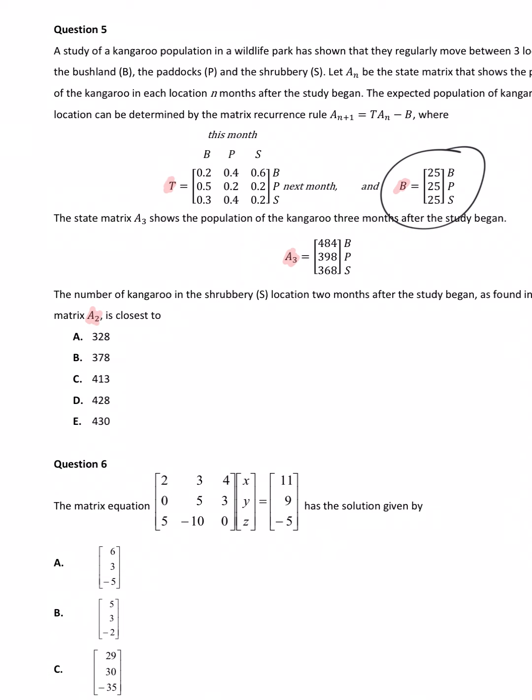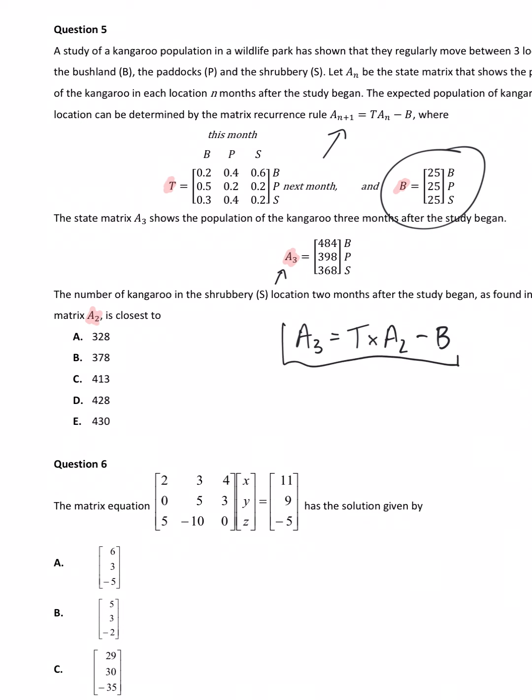So what we've got, guys, we're going to use this recurrence relation to help find A2. If we look at A3, that's the month after. This recurrence relation will always just find the next month. So A3 is the one after A2, the one out the front. And what we're using is our transition matrix times the one before, which in this case is our A2, and then you're minusing that B.